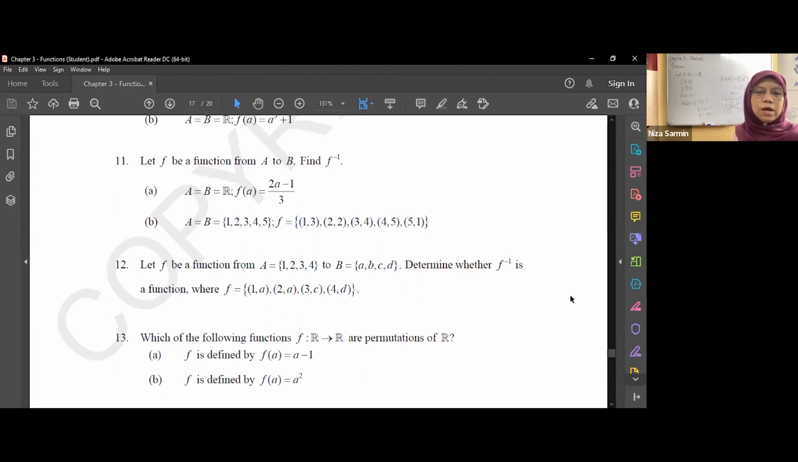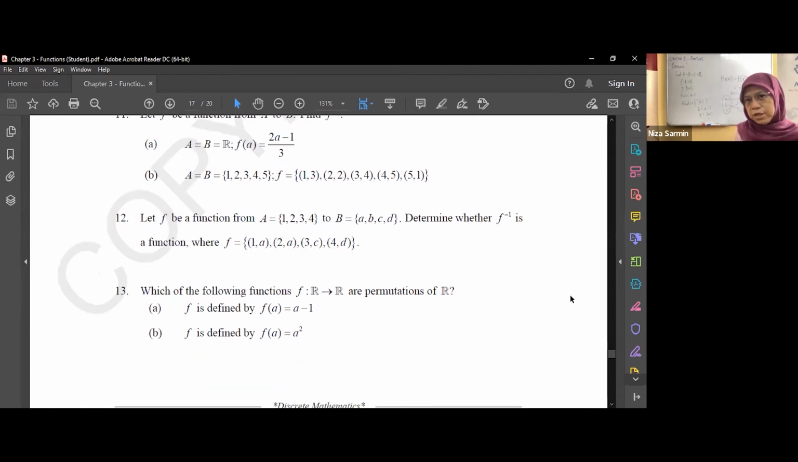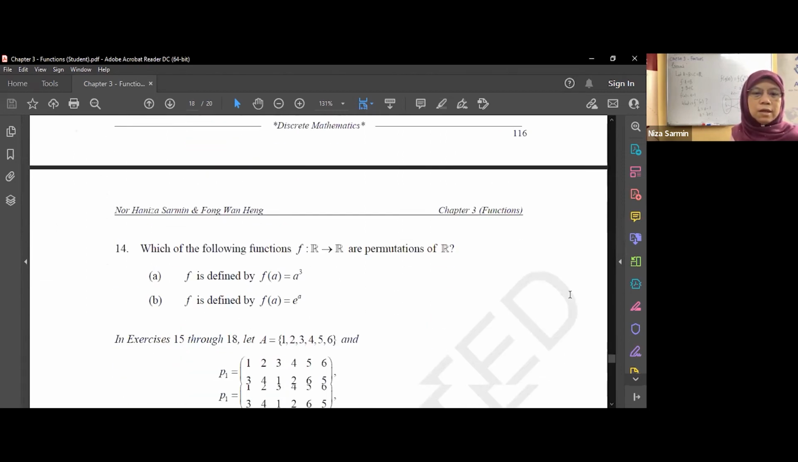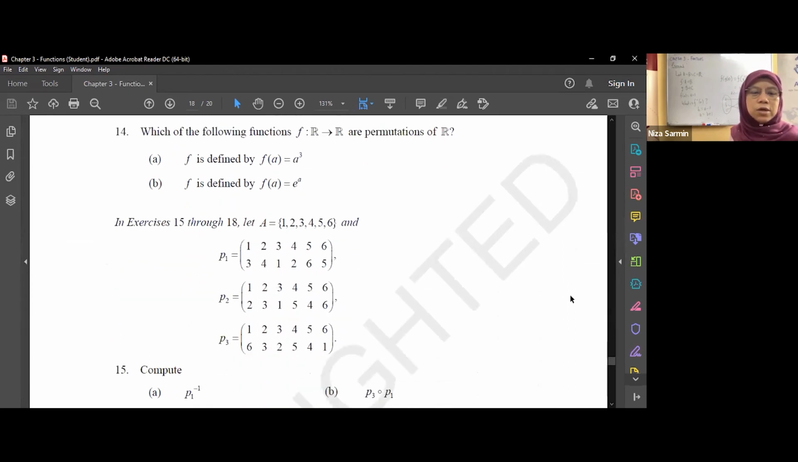Now, permutation is defined to be one-to-one and onto. So go through each one and see whether it is one-to-one and onto to be a permutation. Next, for this one, everyone, can you write P1, P2, P3 in cycle notation?